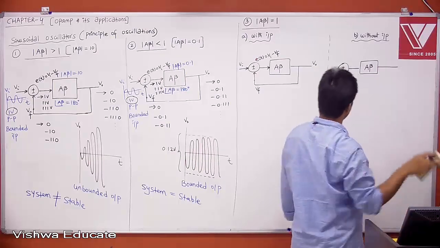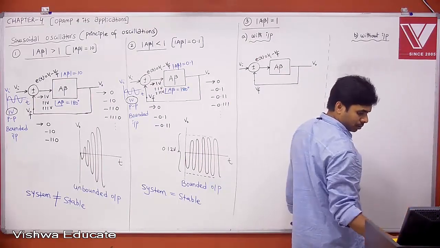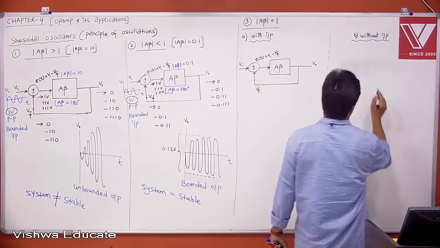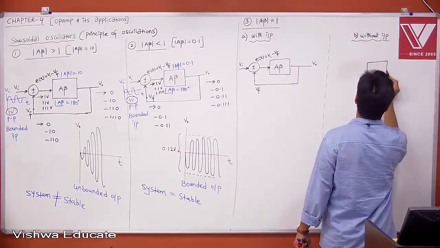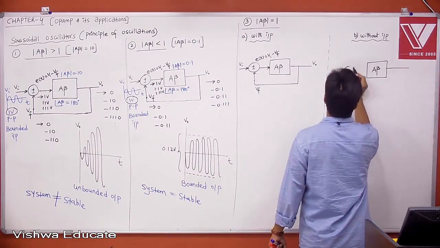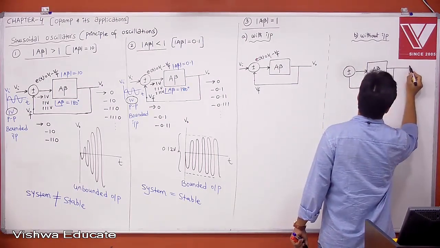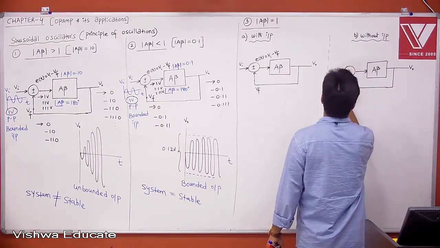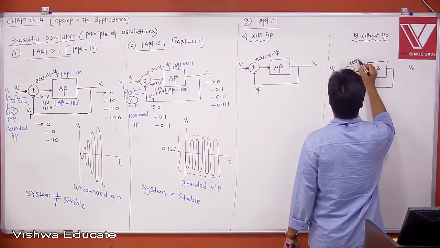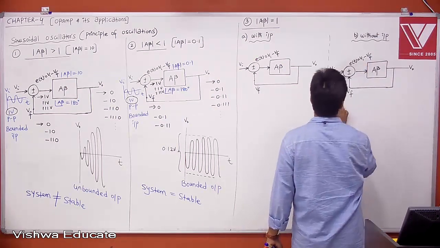I have space to the right, and I can take it to the right. This is A beta. This is V0. Now this is Vi, and this is the error voltage, E of t equal to Vi minus Vf. This is your feedback quantity.